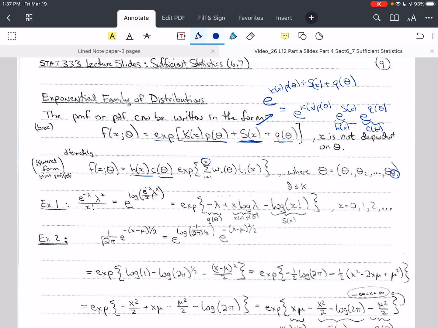And we have a vector theta that goes from theta 1, theta 2, up to theta d. So there are d of these. And we're saying that there are k terms where we multiply a function of theta times a function of x. And d has to be less than or equal to k. So in other words, we have to have at least k terms here. And that has to do with linear independence, so that we have at least enough terms to handle our d parameters.